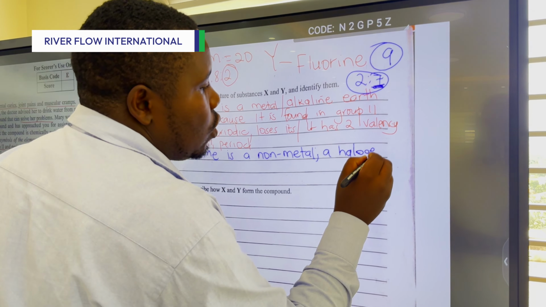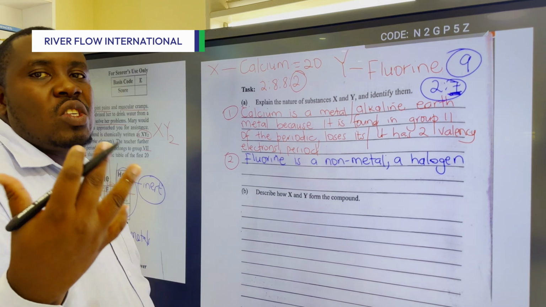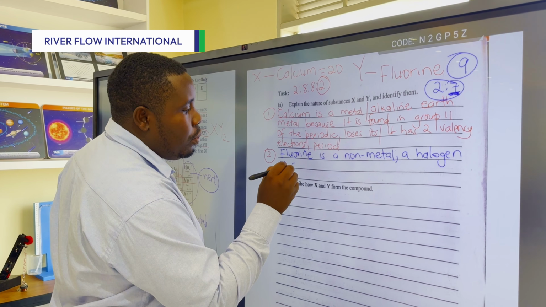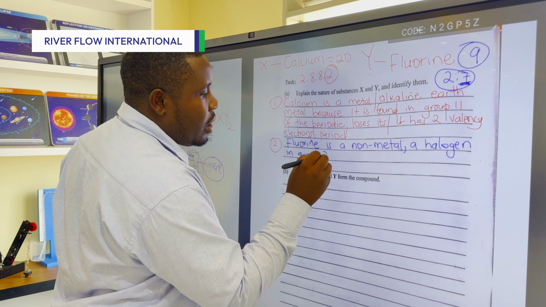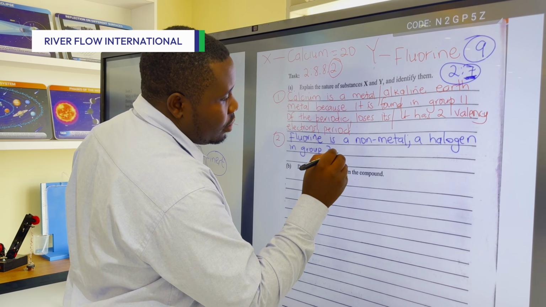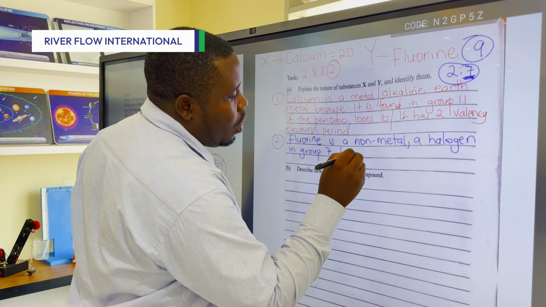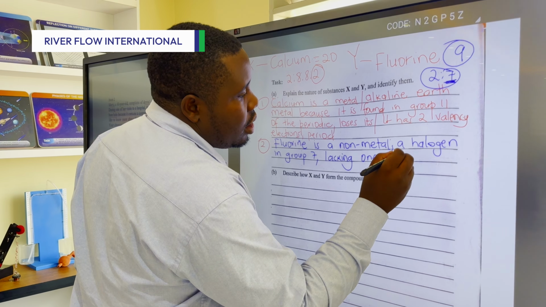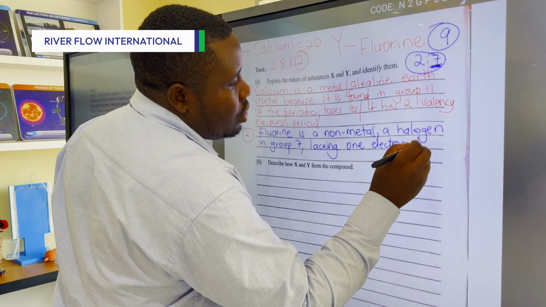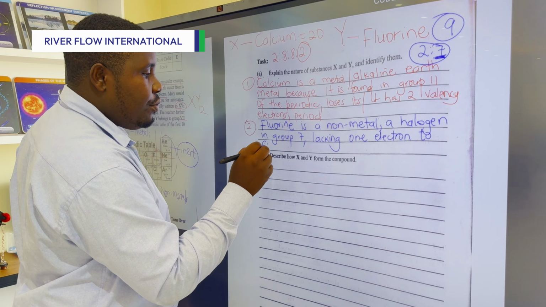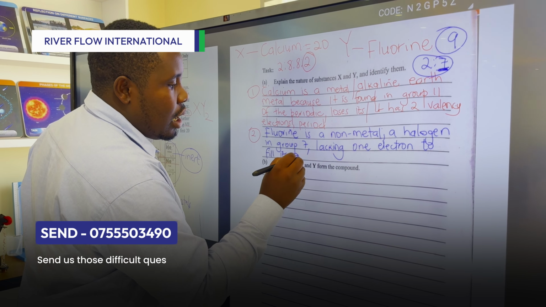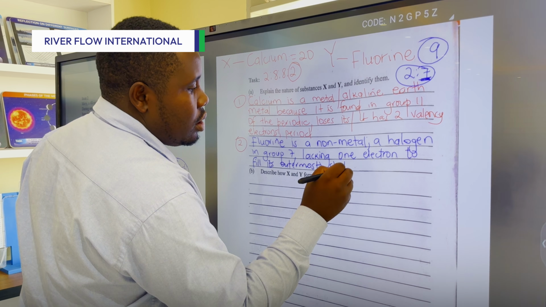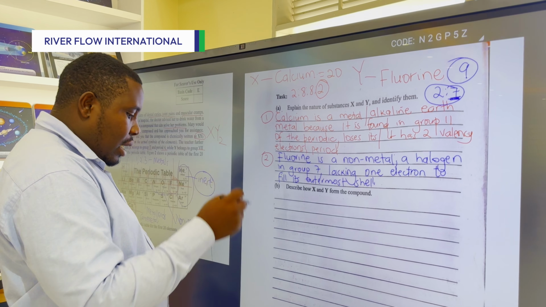Remember, group 7 elements, we also call them halogens. So I could have even said it's a halogen non-metal, a halogen in group 7. Okay, I'm explaining its nature. Lacking 1 electron to fill its outermost shell. Okay, so that is how I can explain it.